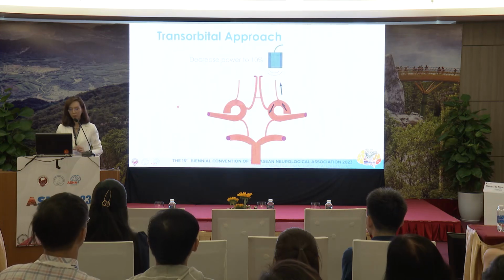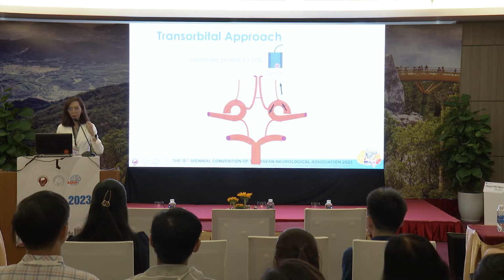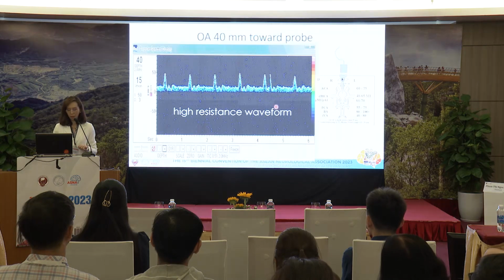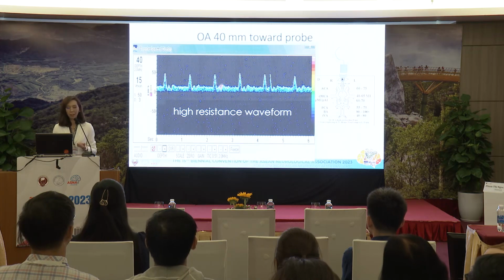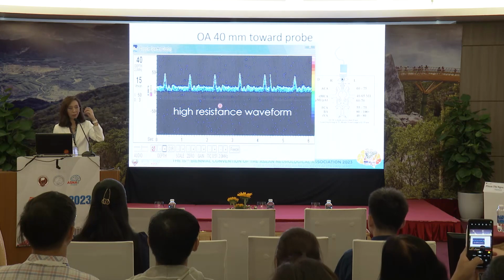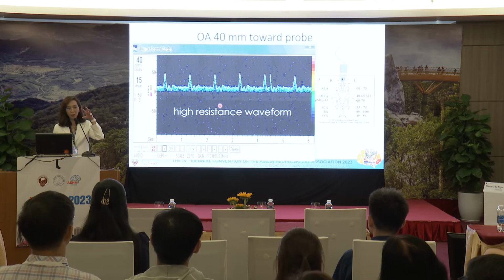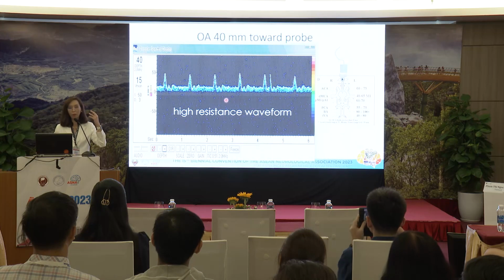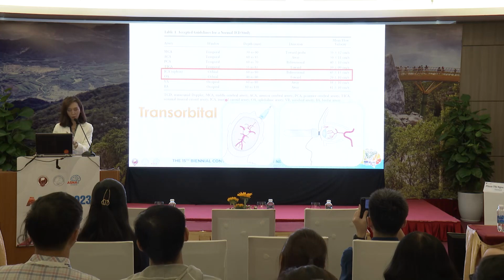For the transorbital, again, put the probe on the eye, you'll find the ophthalmic artery, and then move deeper to the carotid siphon. And this is what the ophthalmic artery looks like. As you know, the ophthalmic artery is coming from the internal carotid artery, and it supplies the eye, which is not the cranial structure. So the waveform is different. This is a high resistance waveform in contrast to the intracranial waveform, which is kind of low resistance. So this is the transorbital approach.